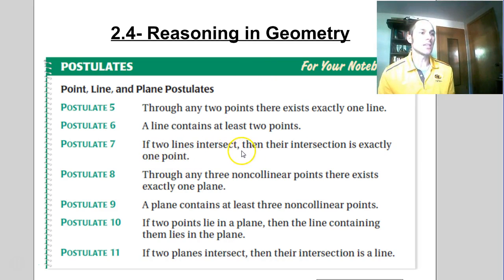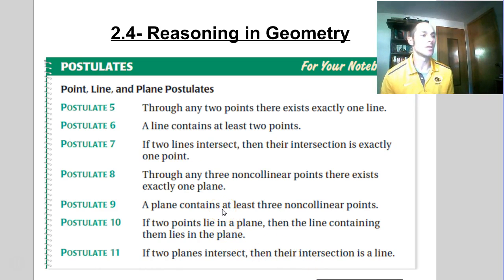Next, when lines intersect, when they cross, their intersection is exactly 1 point. We refer to that point as the point of intersection. Next, through any 3 non-collinear points, there exists exactly 1 plane. The key there is they're non-collinear. And also, a plane contains at least 3 non-collinear points. Next, if 2 points lie in a plane, the line containing them lies in the plane. So if the points are in the plane, the line has to be in the plane. And finally, if 2 planes intersect, the intersection is a line.